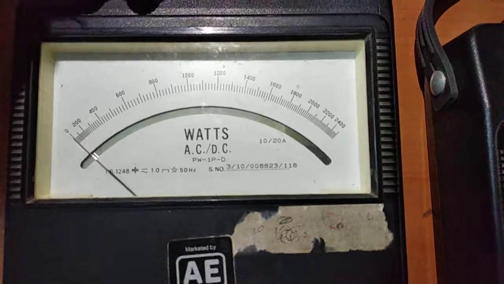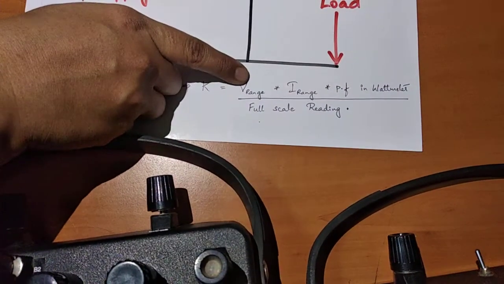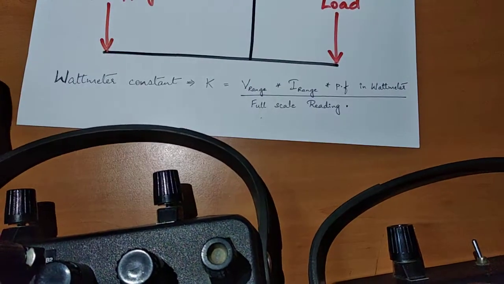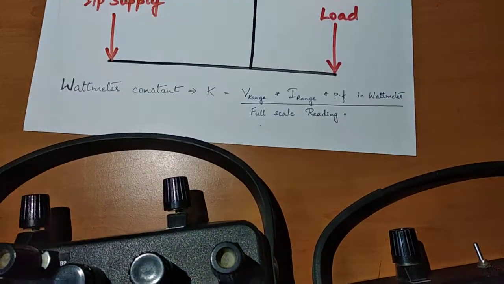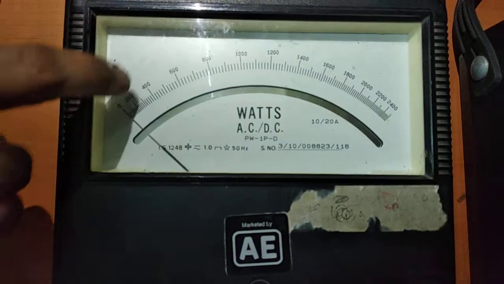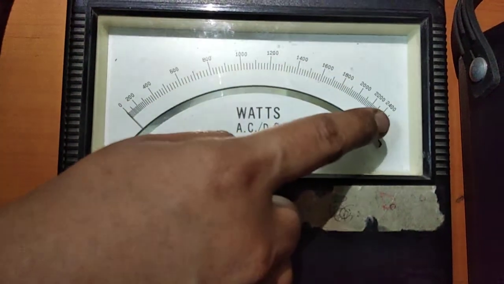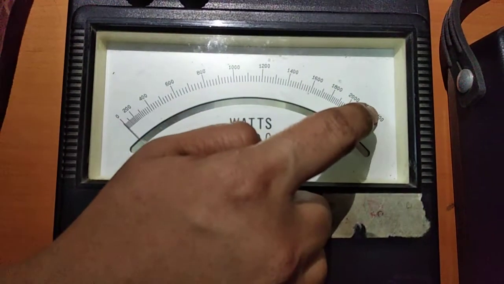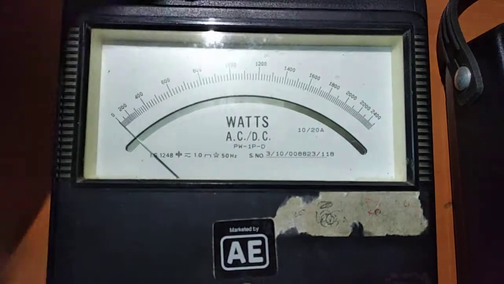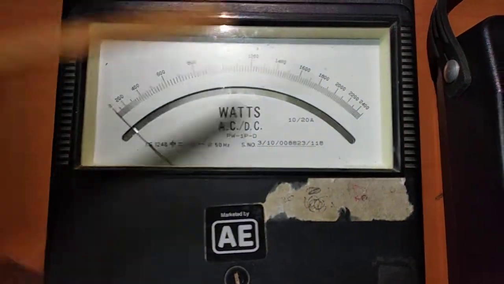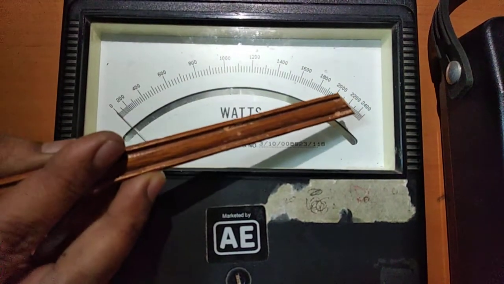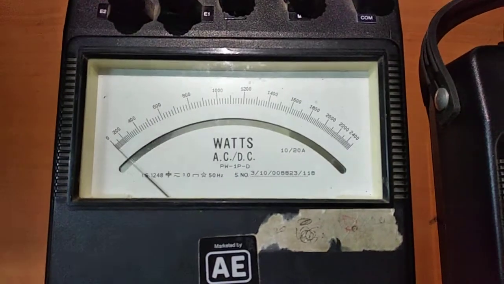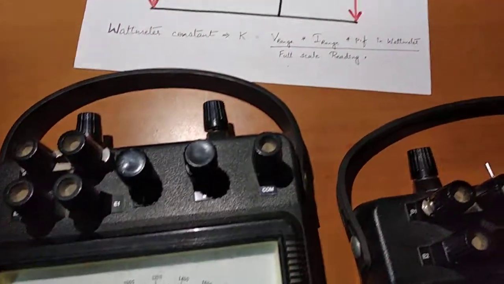And so in this formula we get VR is 500 volts, IR is 10 amps, and power factor in the wattmeter is 1, divided by full scale reading. Coming back to the device, we have the full scale reading in the meter going up to 2500 watts. Though the number indicates only 2400 here, it has divisions after that also, and that is 2500 watts. So VR is 500.